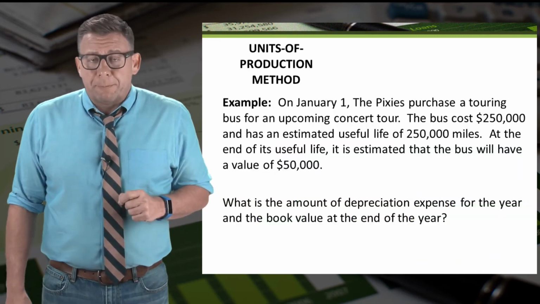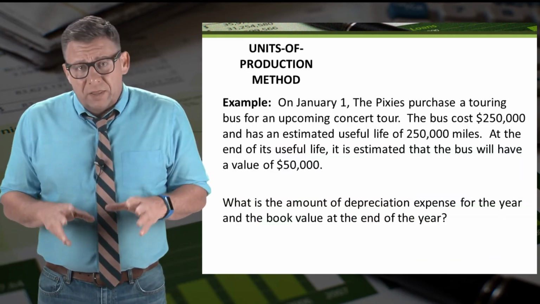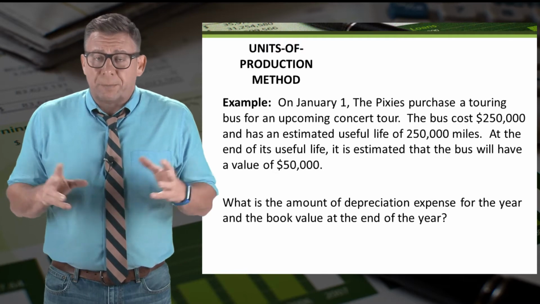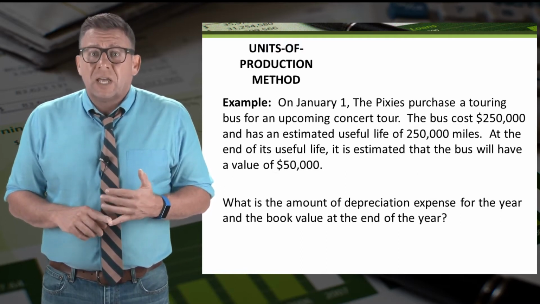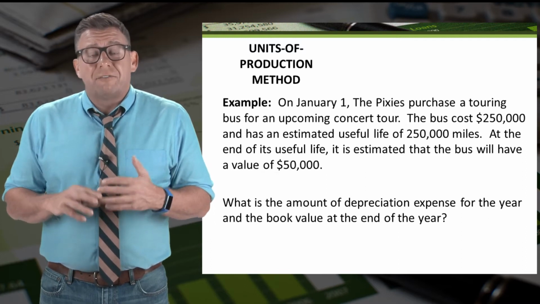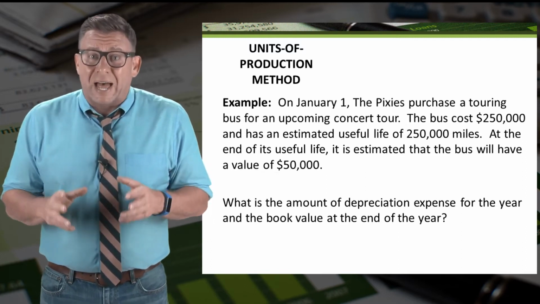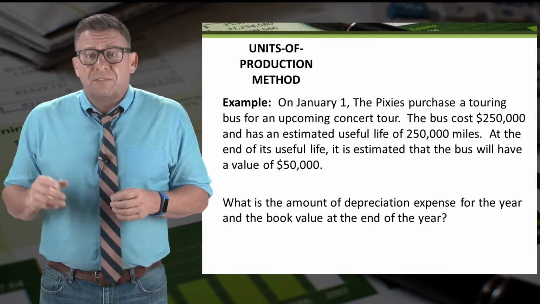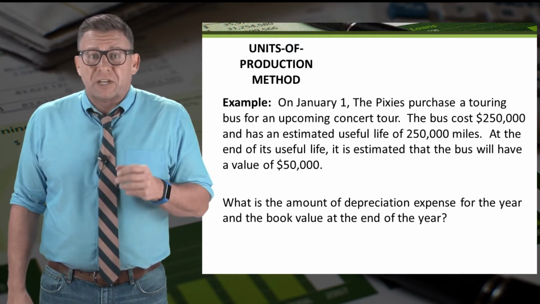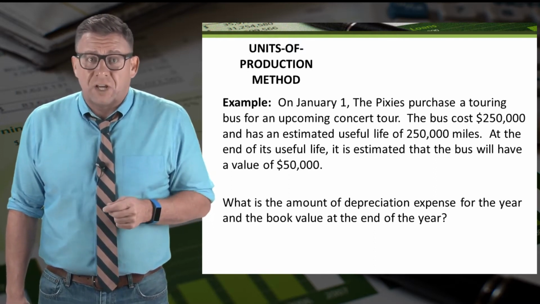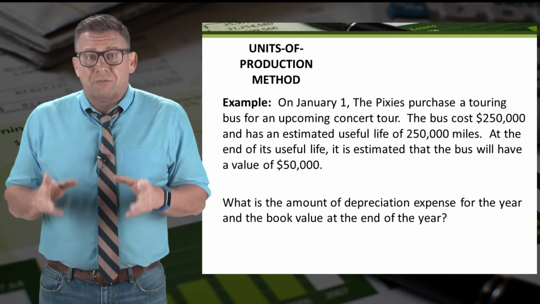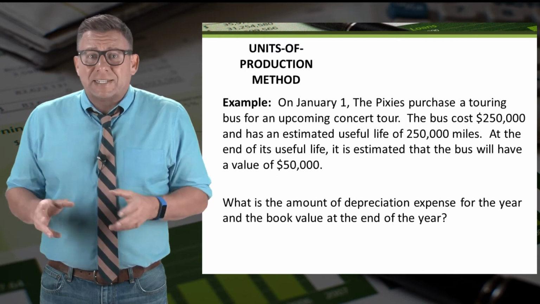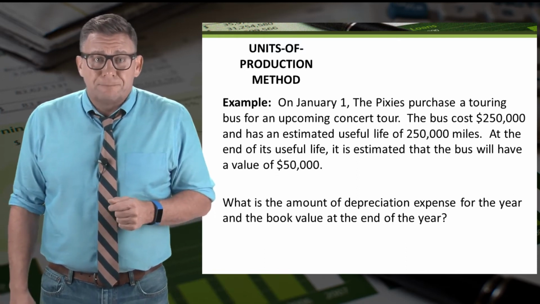Okay, so let's look at an example. On January 1, the Pixies purchase a touring bus for an upcoming concert tour. The bus costs $250,000 and has an estimated useful life of 250,000 miles. At the end of its useful life, it is estimated that the bus will have a value of $50,000. Using the units of production method, let's calculate the amount of depreciation expense and asset book value at year end.